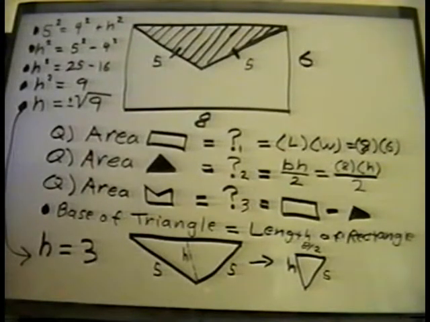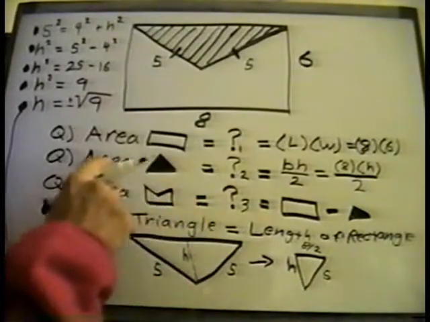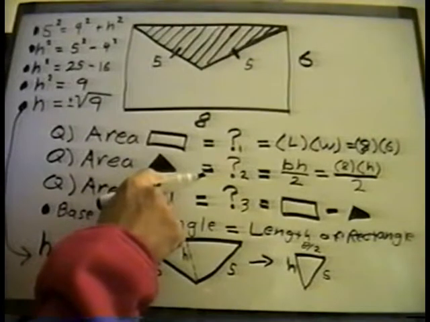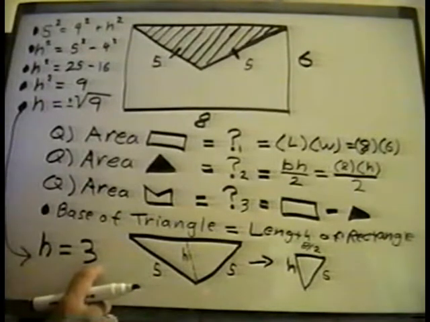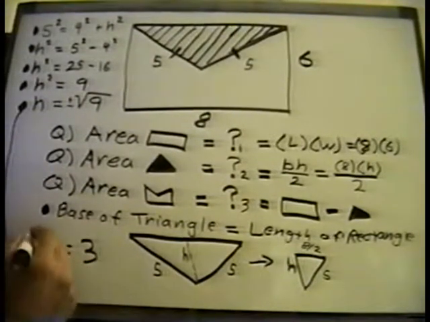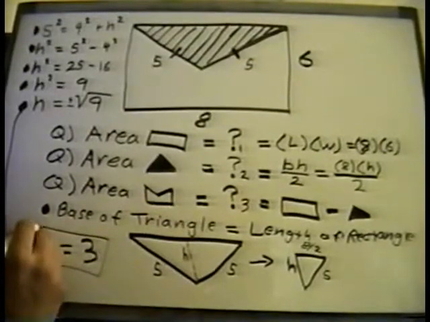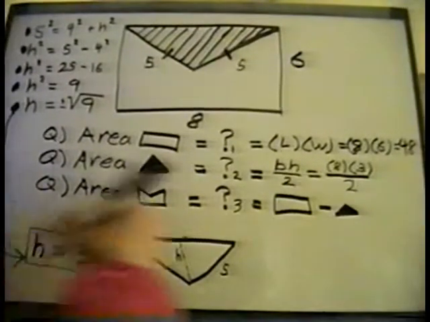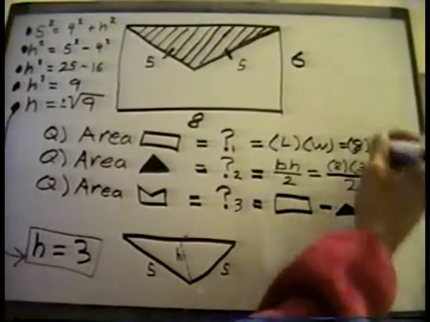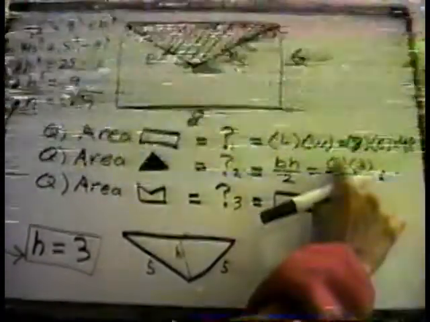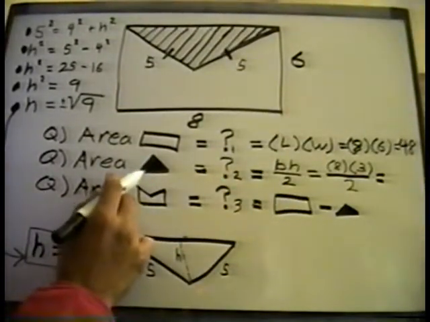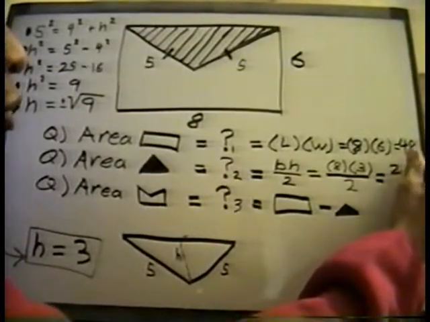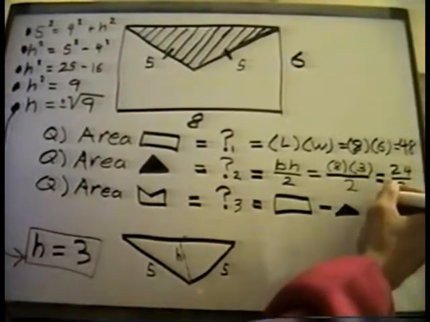Okay, so now we're not done. Because remember our 3 questions, we're looking for the area of the triangle. So in order to find the area of the triangle, we have to know the height. Now we can find the area by substituting the value for the height of the triangle. Plugging in the height of 3 times the base 8, we can calculate our area for the triangle: 24 over 2, or 12.